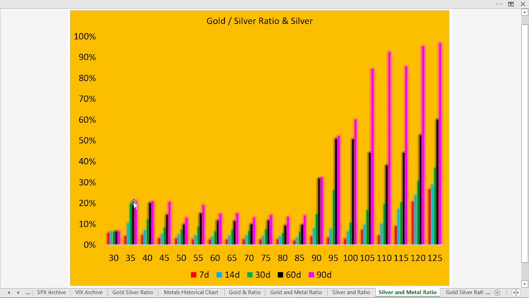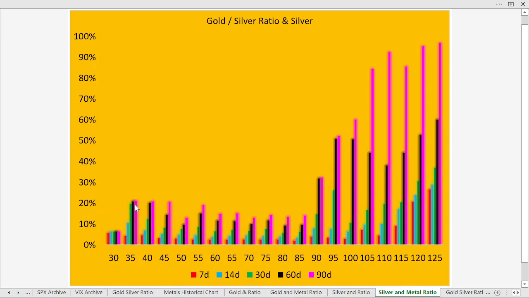Now, we do see higher performance numbers when the gold-silver ratio is lower, near the 35 to 40 level. But keep in mind, our math is calculating a 7-day return, a 14-day return, even a 90-day return. The difference in the metals, especially gold and silver, as opposed to many other markets like the stock market or bond market, is that it's a very slow-moving market. So while we can say, hey, 90 days forward, how did the silver market perform when the gold-silver ratio was near 35? Looks like it did better than it did in the 70s and 80s.